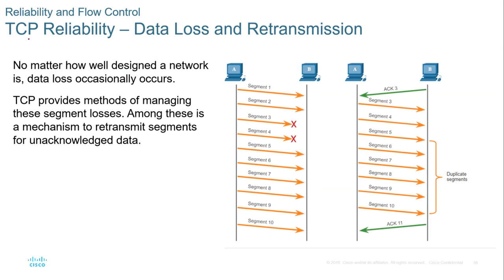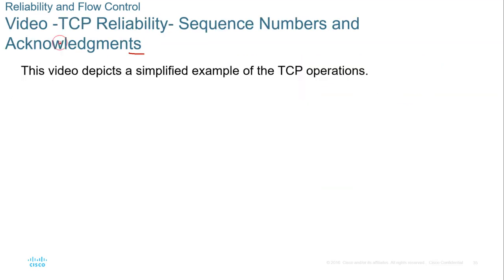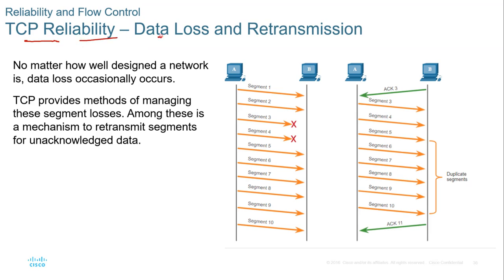Then still under TCP reliability, we have data loss and then retransmission. It's possible that any data can be lost along the transit or along the way to the destination. So what should happen? The lost data should be retransmitted.